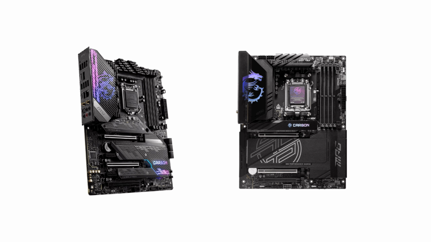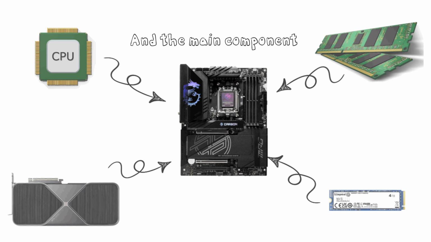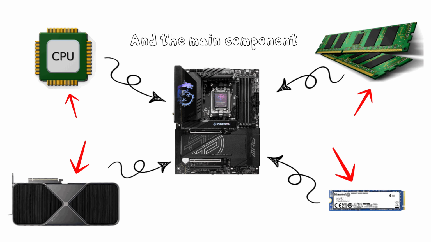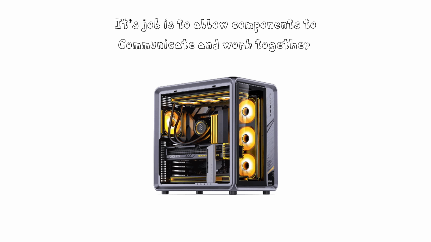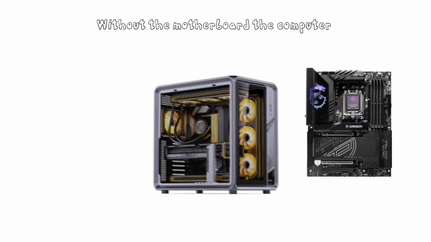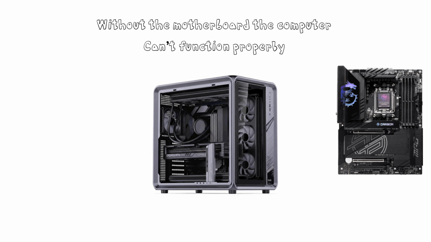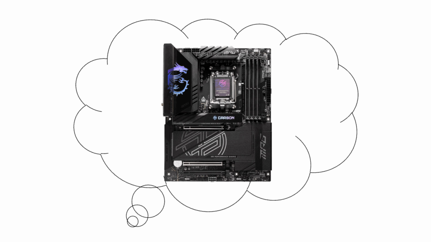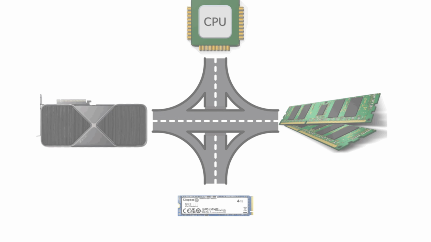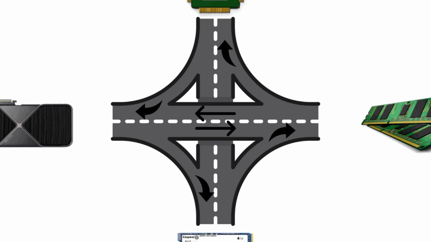Motherboard. The motherboard is a flat board, the main circuit board where all computer components are connected. Its job is to allow the components to communicate and work together. Without the motherboard, the computer cannot function properly. Imagine the motherboard like a road network inside a city. All pieces use these methods to communicate with each other.